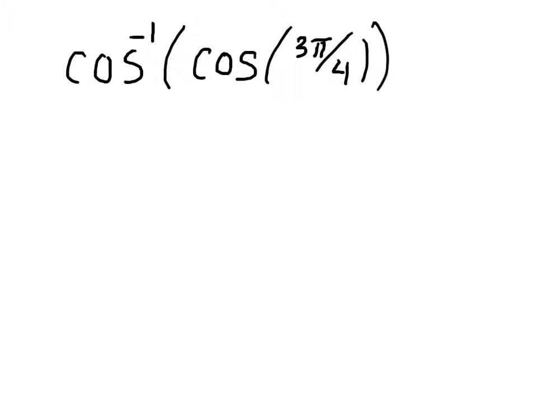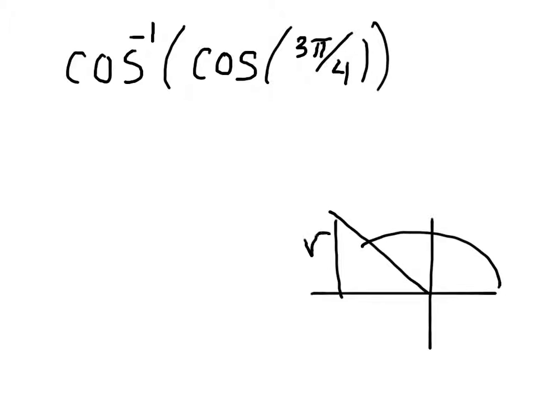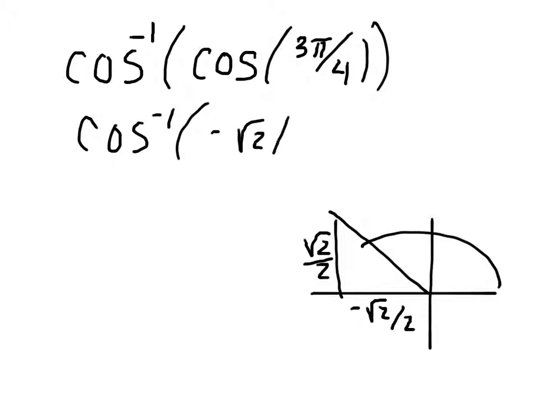So the cosine of 3 pi over 4 is going to be negative because it's in the second quadrant. If I look at this, 3/4 pi is right here. This is a square root of 2 over 2 here, negative square root of 2 over 2 here. So the cosine of 135 degrees is negative square root of 2 over 2.